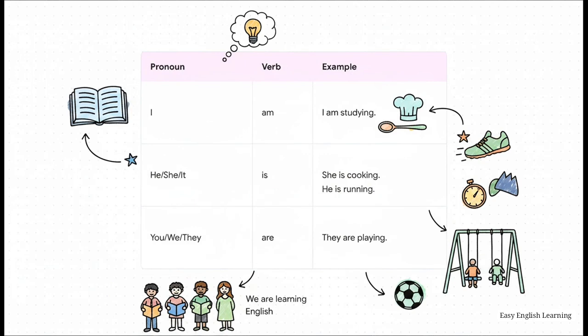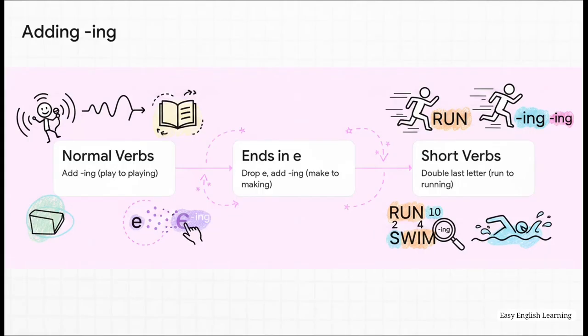So how does this build depending on who's actually speaking? The only thing that changes in our blueprint is that auxiliary verb, which has to agree perfectly with our subject pronoun. For the pronoun I, we invariably use am. I am studying. For our third person singular, so that's he, she, and it, we use is. She is cooking. And for you, we, and they, we always use are. They are playing.